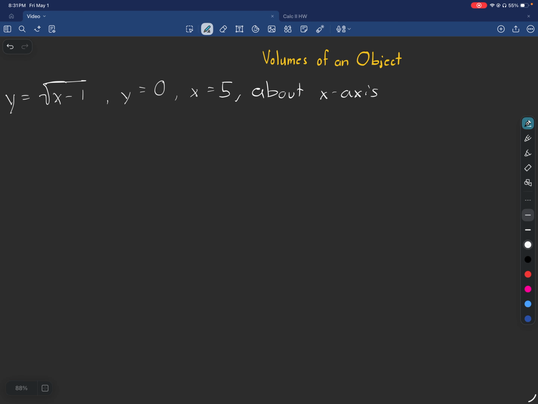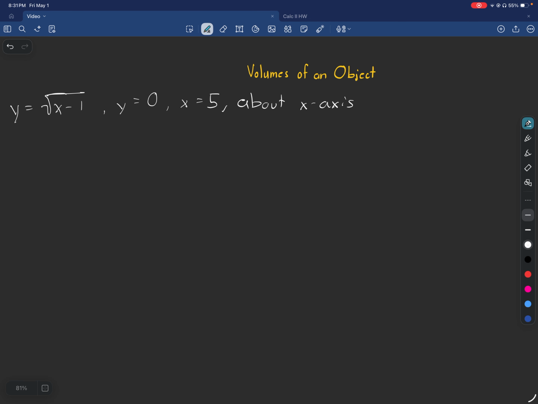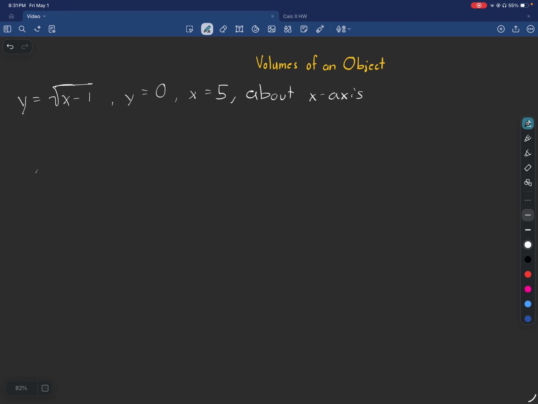So firstly, when we're calculating the volume of an object, you're going to want to graph it. It helps a lot visualizing what you're calculating. So we'll have a graph like this. And if you remember how to do graphs pretty quickly, you'll already recognize that a square root graph will roughly look about this kind of curve.